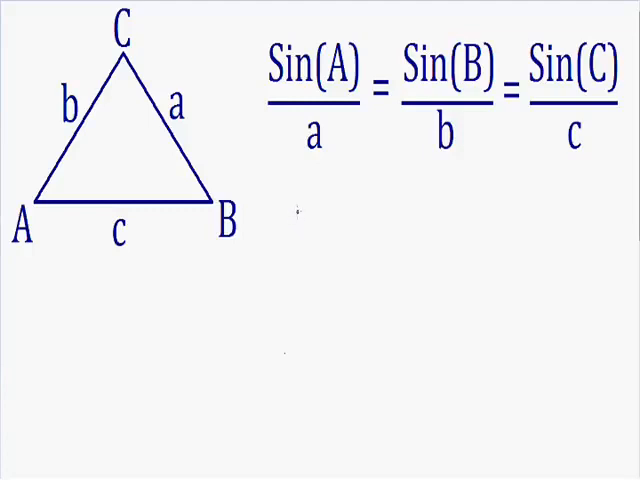And I wrote the equation for you for the law of sines in the top right hand part of the screen. It says the sine of angle A divided by the length of side A is equal to the sine of angle B divided by the length of side B, and that is also equal to the sine of angle C divided by the length of side C. And I drew a picture for you here on the left so everything's a little easier to see.